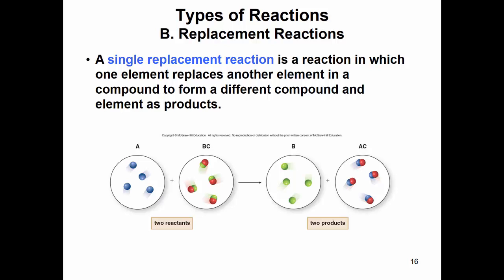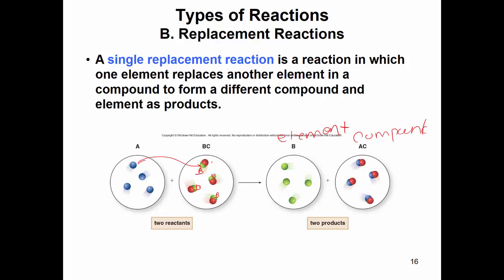Okay, a single replacement is when one element replaces another one in a compound to form a different compound in your products and an element. So you get a compound and an element. So if you look here, A replaces the green atoms. So if we want to call those B, it's like the green atoms get kicked out. So B's get replaced by the blue, which is A.